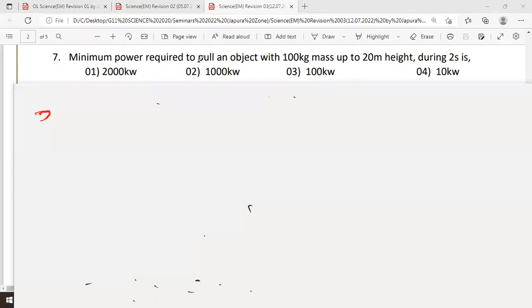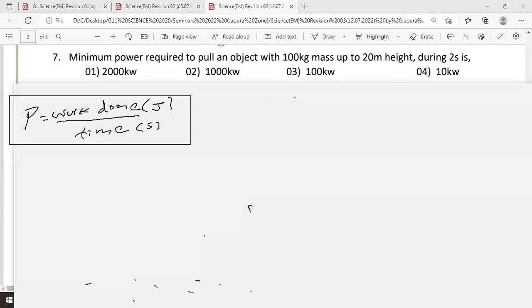P equals work done over time taken. Work done is measured in joules. Time taken is measured in seconds. So you get power as joules per second, and that is also called watt.